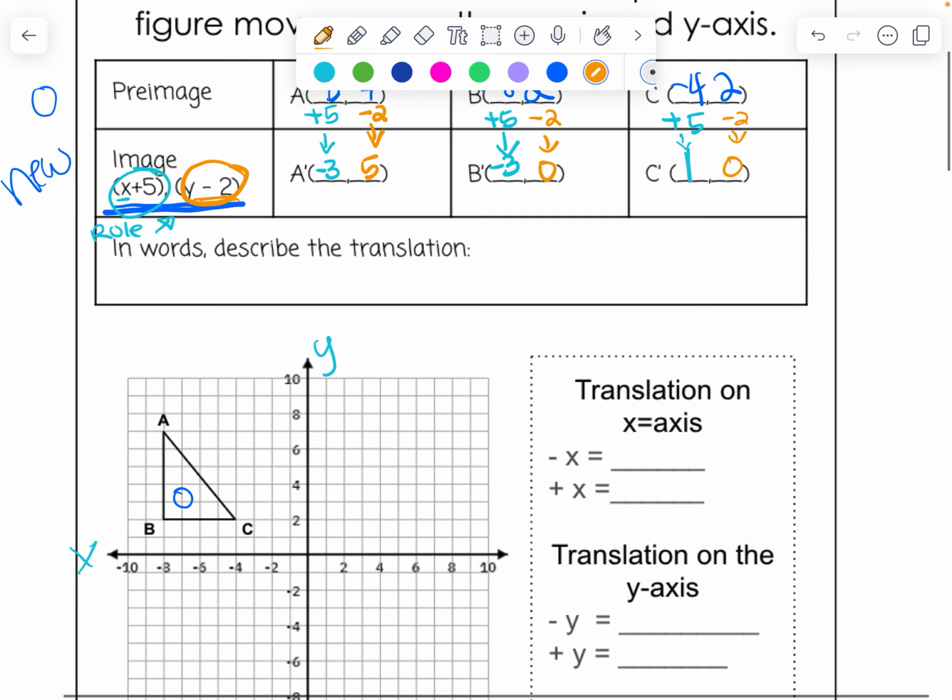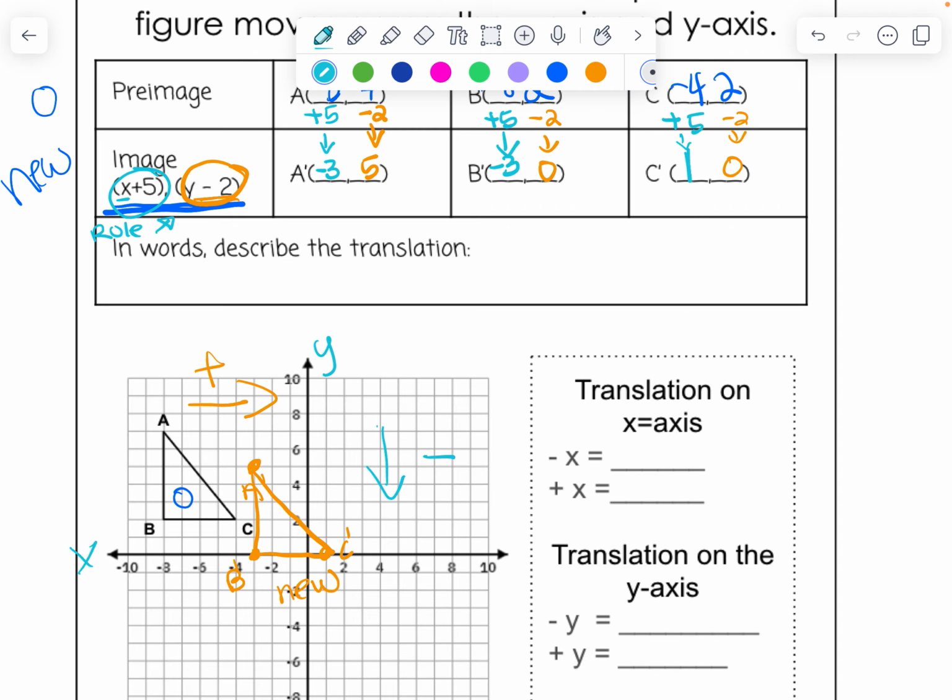So -3, 5. So I'm going to go to -3 up to 5. And I'm going to label that A prime. B prime is -3, 0. That's going to be my B prime. And then 1, 0. And that's my C prime. So my triangle just moved over. And I'm going to go ahead and label my new. So it went over to the right. So that means that I added. And then it went down on my Y, so that's where I subtracted. So that's where they got the rule from.